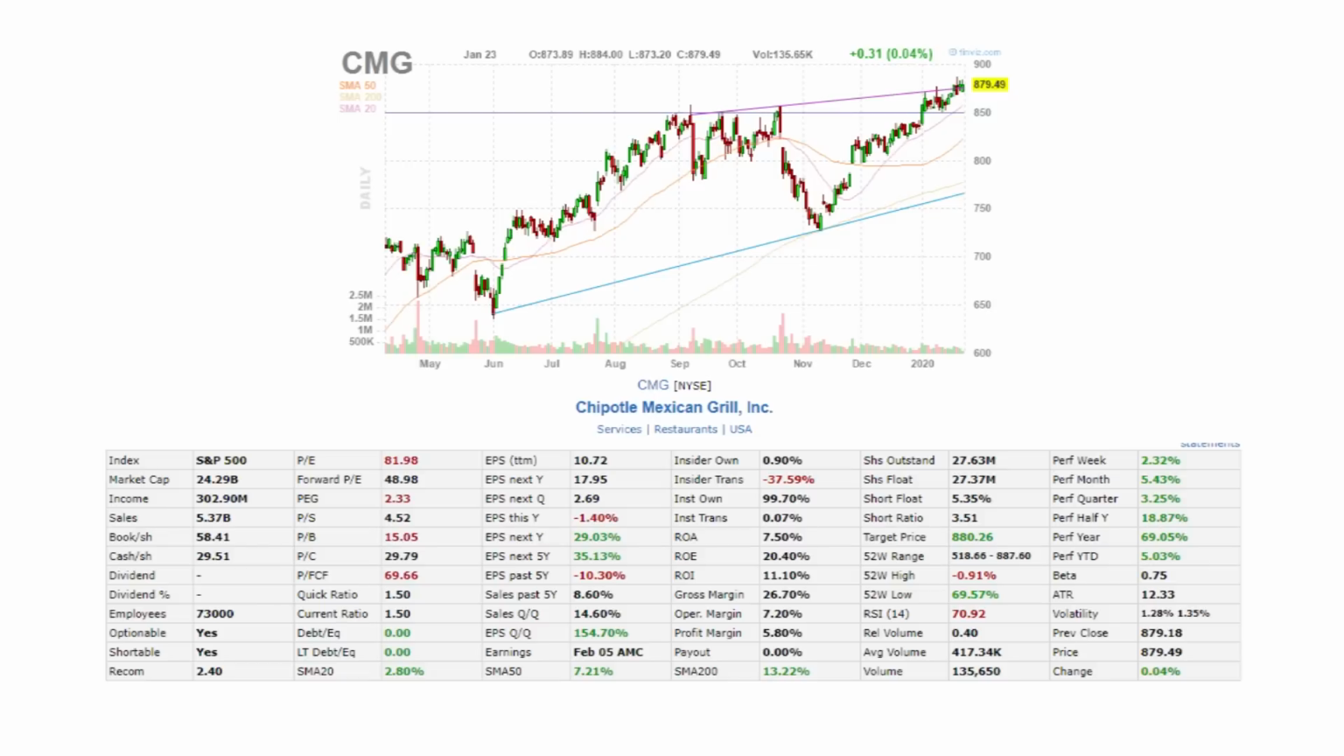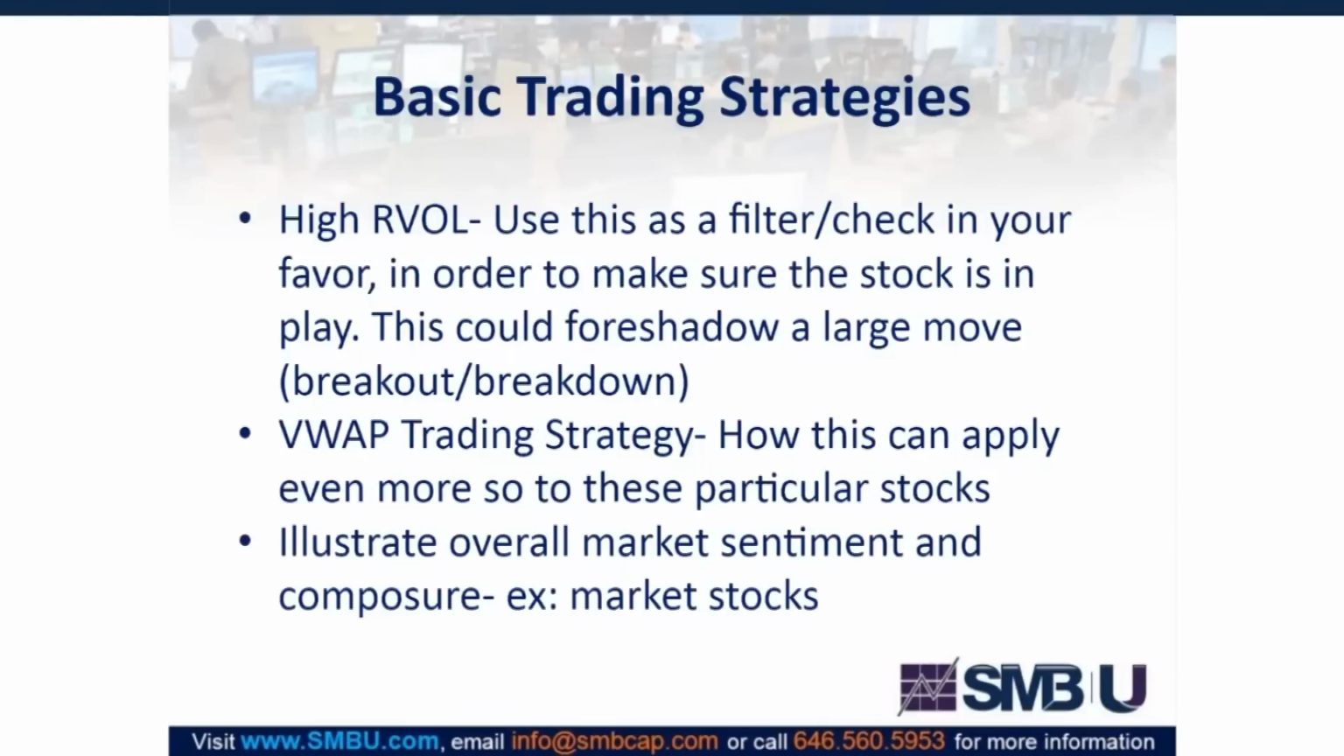So now, a few basic trading strategies. First, I'd like to filter for stocks with high RVOL. This will tell me that this stock is in play for the day, and this could also be leading to a larger move. If the RVOL is not present, then it's possible that either the institutions are not going to be active on this day, or overall the potential move is not going to be as great.